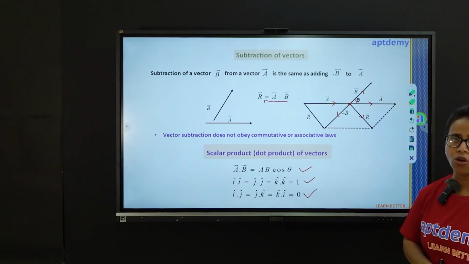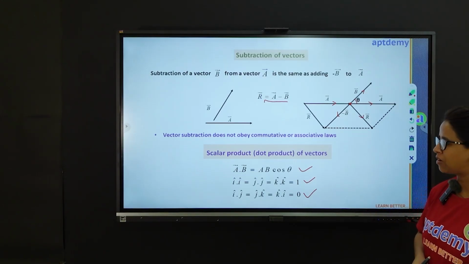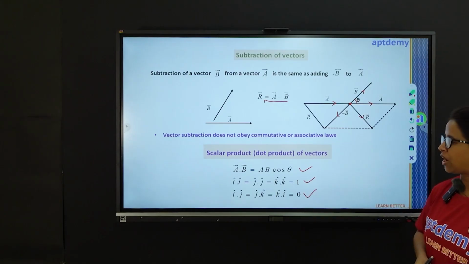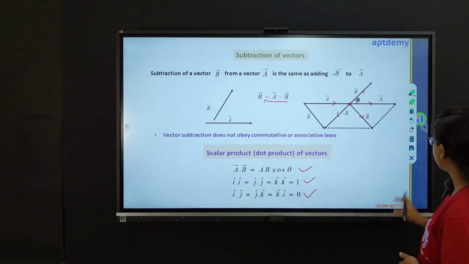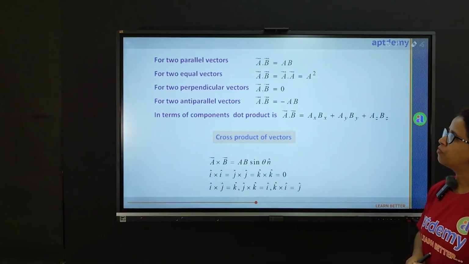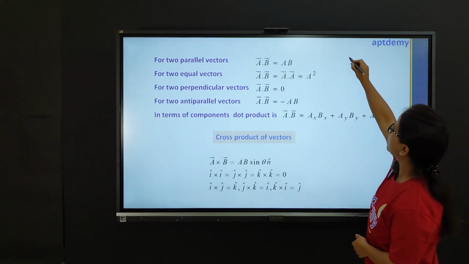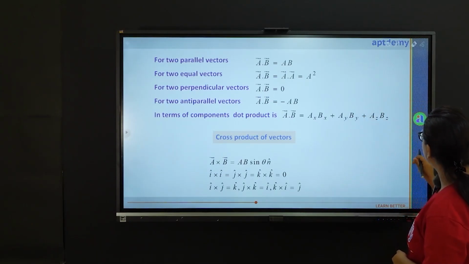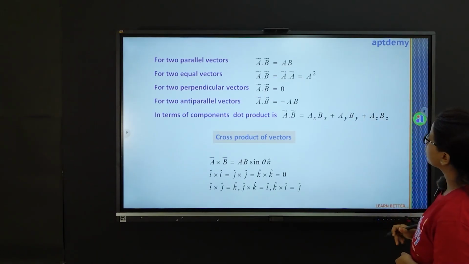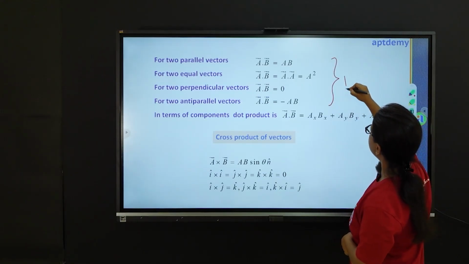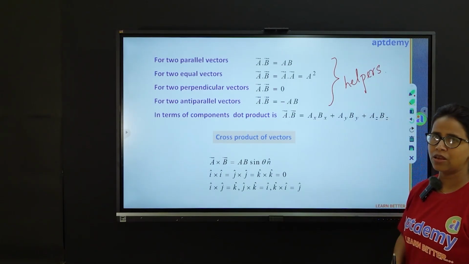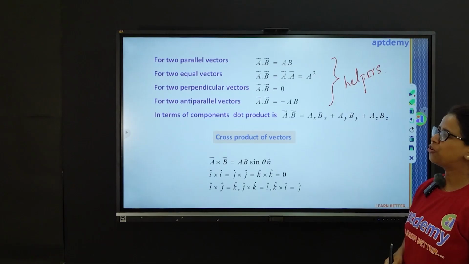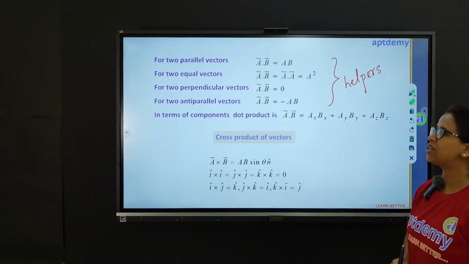While if you are taking the dot product of two different combinations of unit vectors, that is i cap dot j cap or j cap dot k cap or k cap dot i cap, all these amount to 0. So we have to remember this for numericals. Now, for two parallel vectors, this is another very important, as I call, helper. These are our helpers, and you will see their help very soon. So for two parallel vectors, dot product is equal to AB.